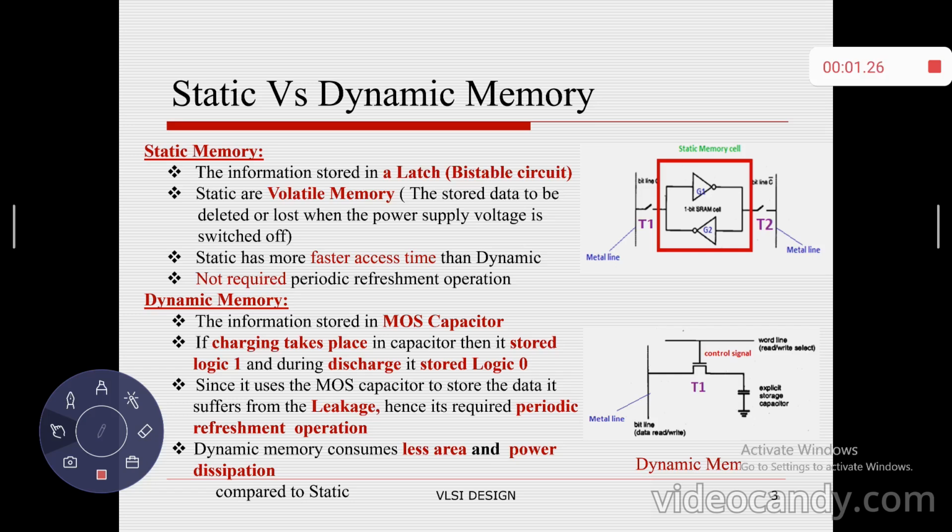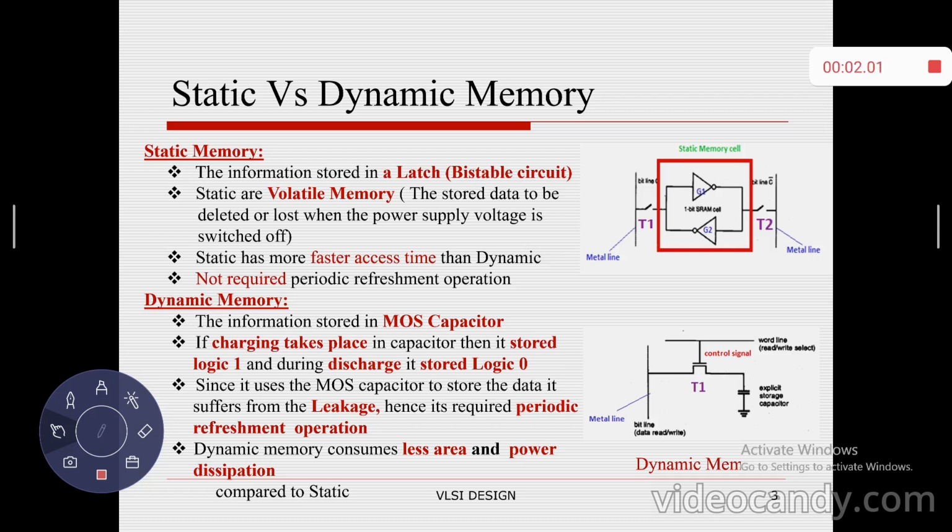So in a static memory cell, the memory cell is made up of a bistable latch. That memory cell is connected to two metal lines, through which we connect the input for the static memory cell. It may be 0 or 1. Both metal lines have complementary inputs. Transistors T1 and T2 are responsible for passing whatever input we have connected at the metal line to the static memory cell.